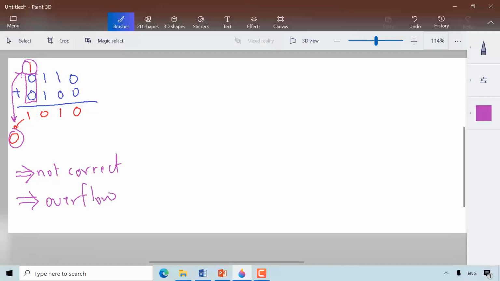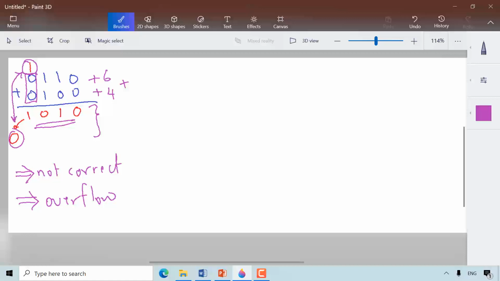Okay, so let's check that. What am I doing here? I'm adding plus 6 plus 4. I should get a 10, but I'm not getting a 10. I'm getting a negative number here.